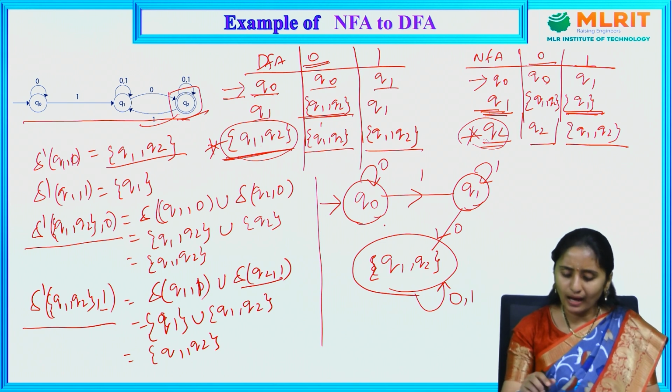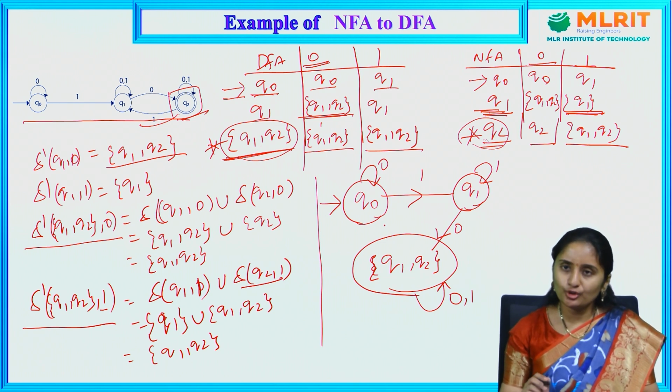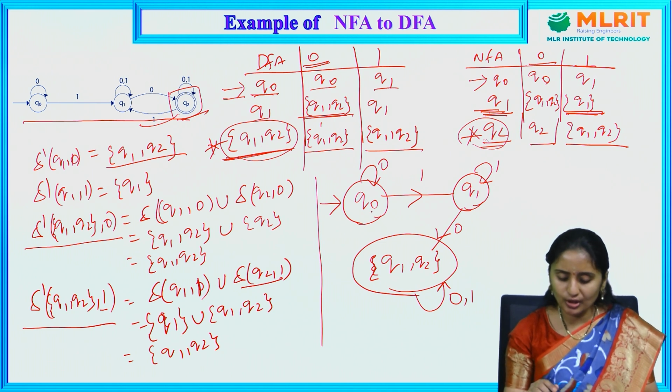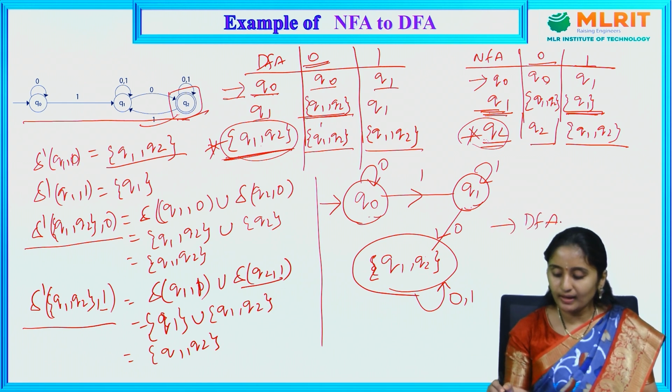After constructing the DFA diagram, you check whether it is satisfying the DFA or not. Q0 on 0 input, one transition is there. Q0 on 1 input, one transition is there. Q1 on 0 it is there. Q1 on 1 it is there. Q1, Q2 on 0 and 1 have self loops. Yes, it is satisfying my DFA diagram.